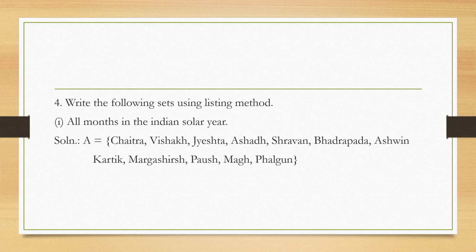If it is not asked as Indian solar year, then you can write January, February, March, April, May, June, July, August, September, October, November, December. But it is asked as Indian solar year, so you have to write like this. Next.